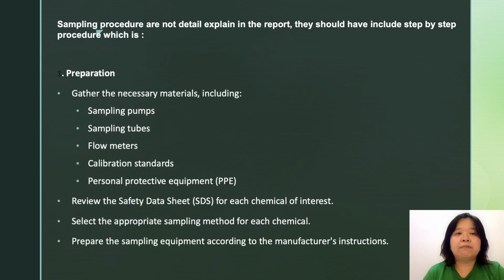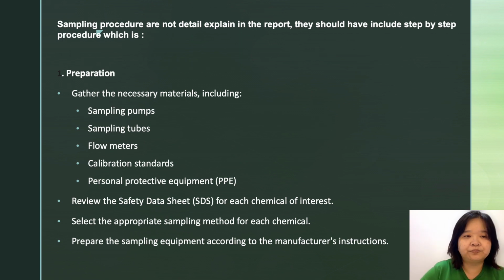As I say, the sampling procedures are not explained in detail in the report. They should have included the step-by-step procedure, which is, they should have written what is the preparation, what are the necessary materials they should include, and what is the latest safety data sheet of each chemical in interest, and select the appropriate sampling method for each chemical, and prepare the sampling equipment according to the manufacturer's instructions.